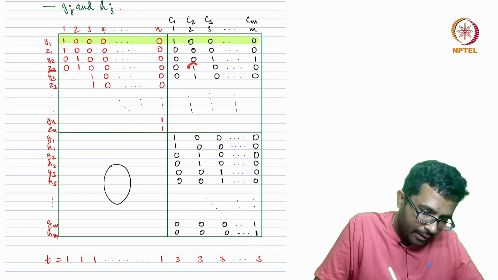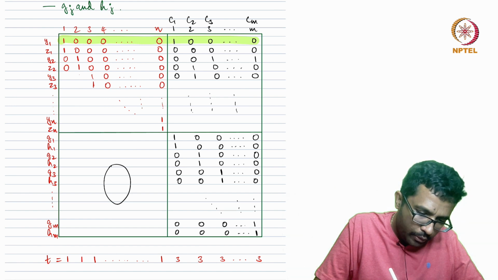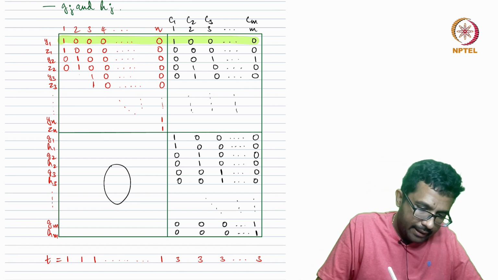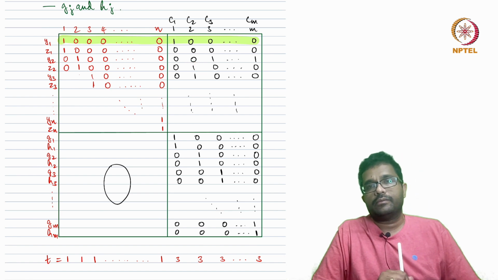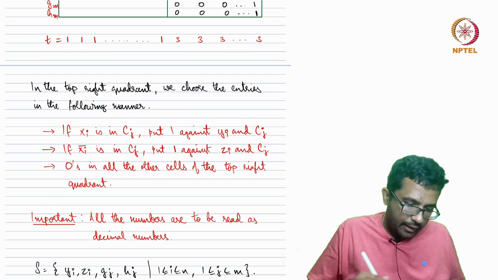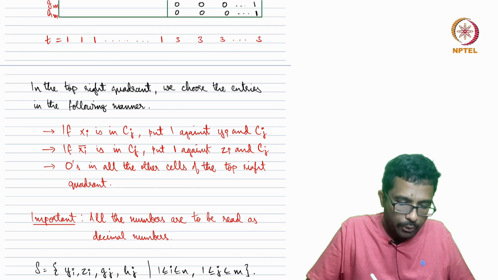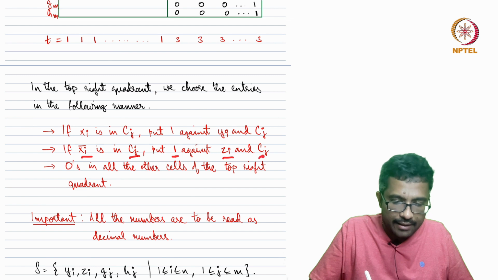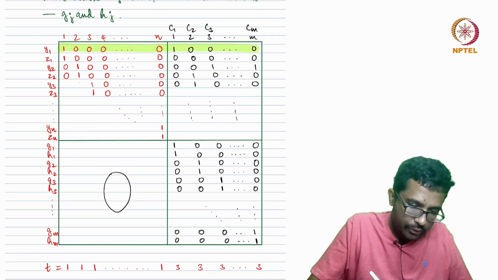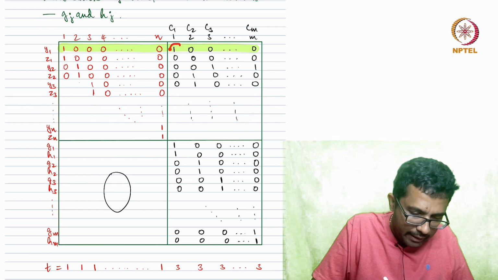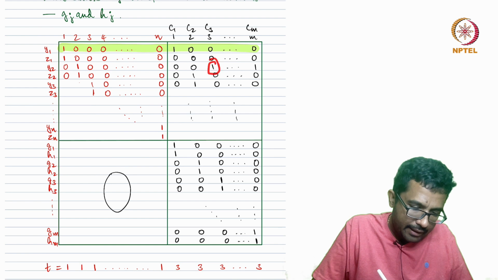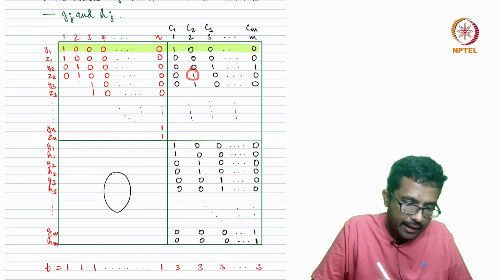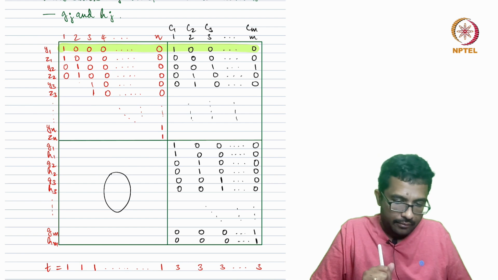Okay, what is z? z2 and C2, there is a 1. So z2 also corresponds to x2, but the negated form of x2. So this indicates that x2 complement appears in clause 2. Right. So I've written this again below. If xi is in the clause j, we put a 1 against yi and cj. If xi complement is in the clause j, we put a 1 against zi and cj. And everything else is 0. So this indicates that x1 appears in C1. This indicates that x2 appears in C3, because it is y2 and C3. This indicates that x2 complement appears in C2. So that's how we fill up this.